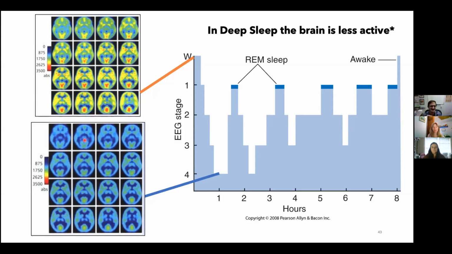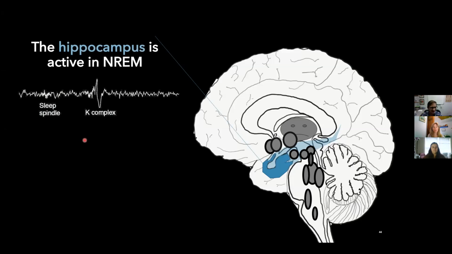But there's a little asterisk next to active, because there is one part of the brain that is more active in even the deepest parts of sleep than it is when it's awake. And that's called the hippocampus. So you might have heard of the hippocampus before. It's important for memory. And the hippocampus becomes so active during NREM sleep, it generates these little EEG waveforms called sleep spindles and K complexes.